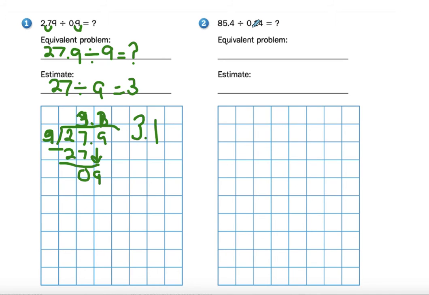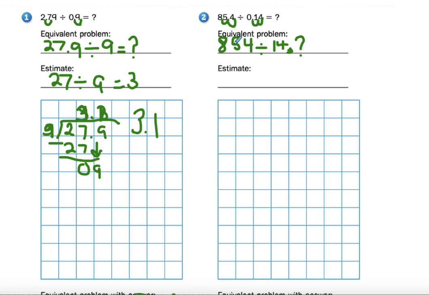Equivalent problem up here. The first thing we're going to do is multiply it times 10. And we're going to have to do it one more time to get rid of that decimal and make our divisor a whole number. So now we have 854 divided by 14 equals something. Okay, so estimate for this might be, you could do 900 rounded up divided by 14 is kind of close to 10, so that'd be nice and easy, which would be 90. So our answer we're hoping will be close to 90.